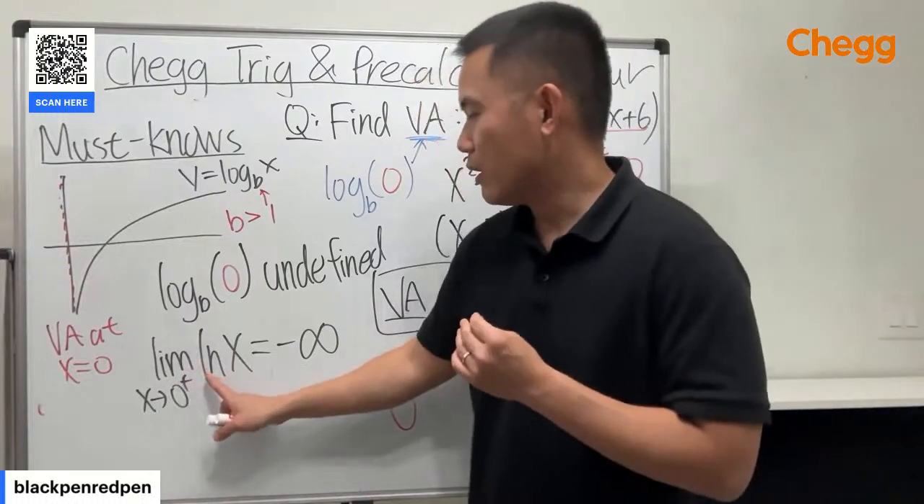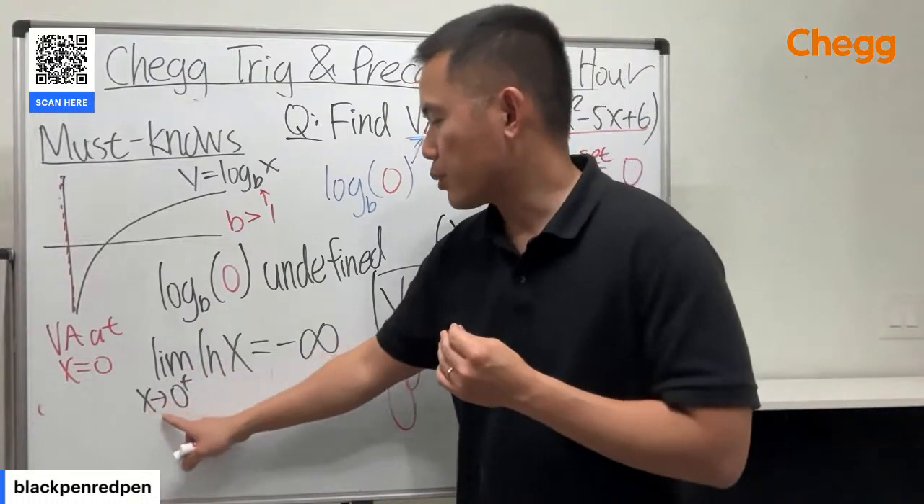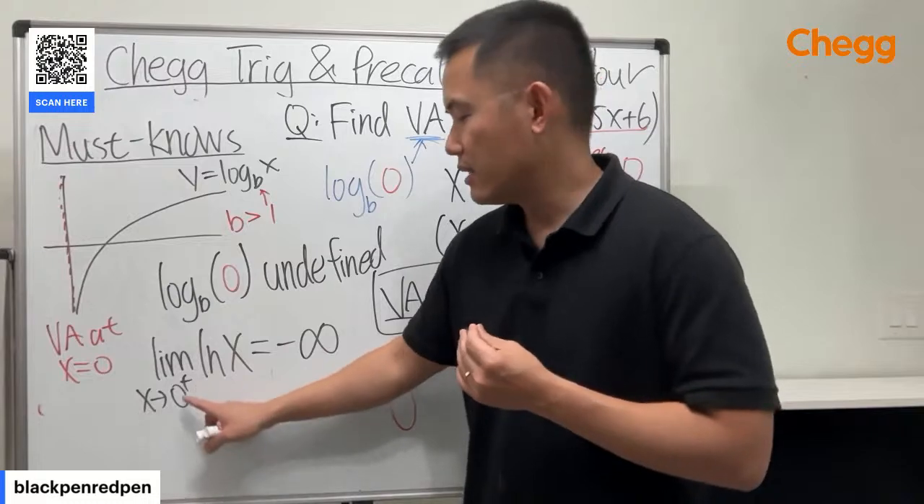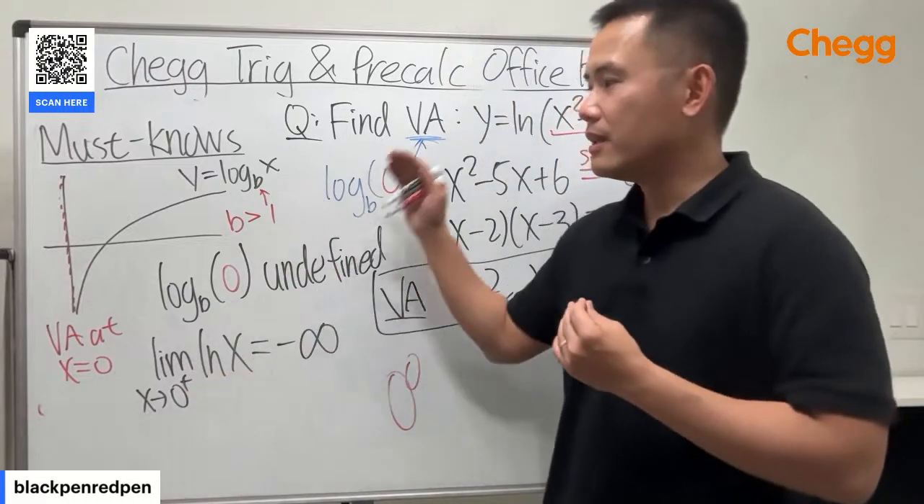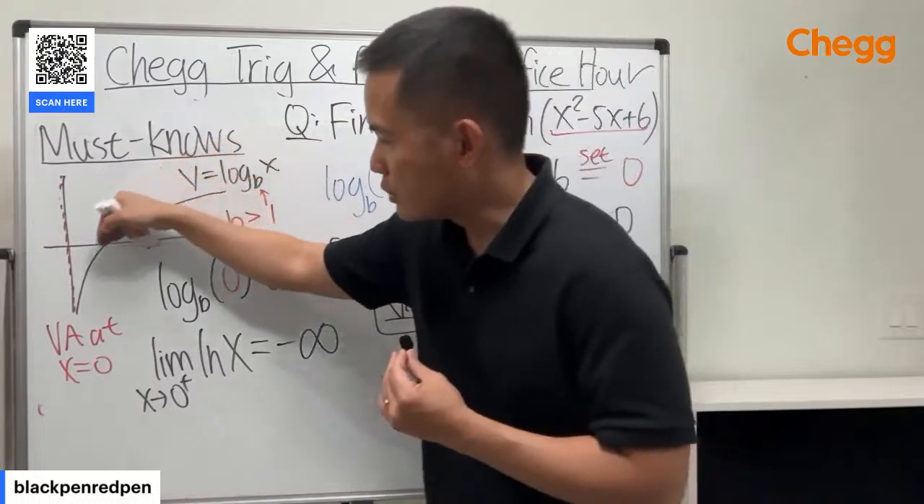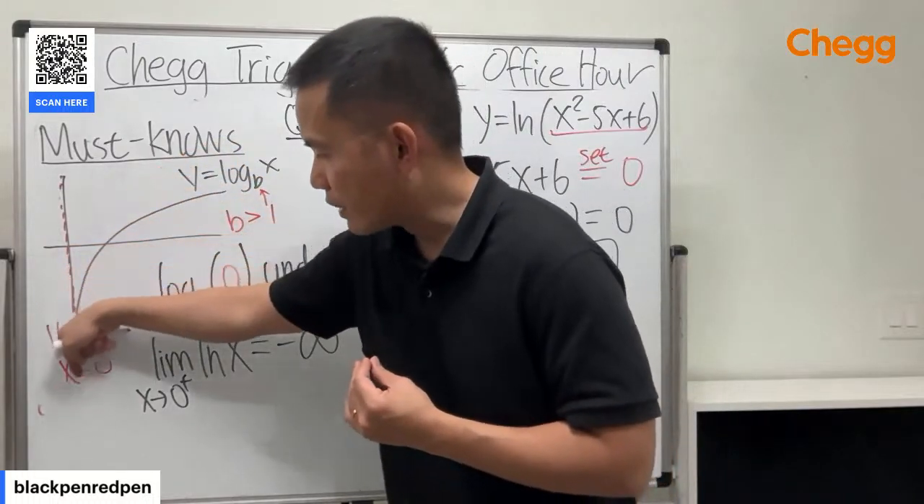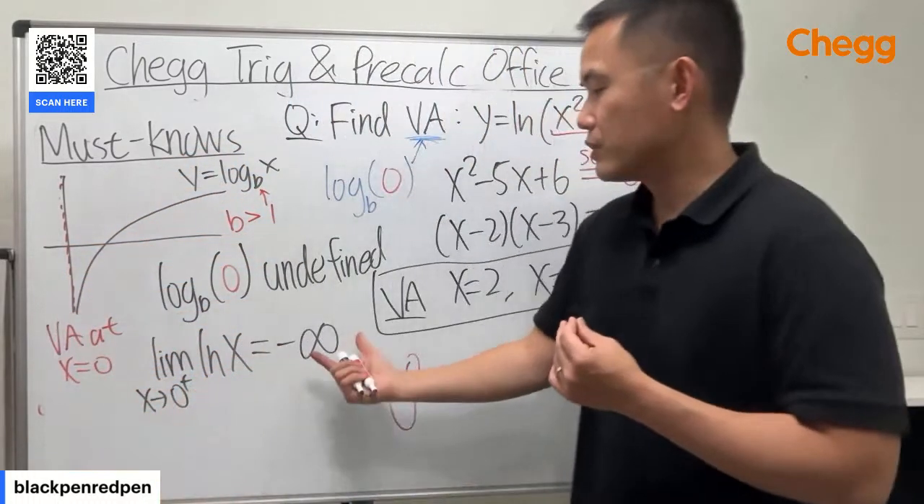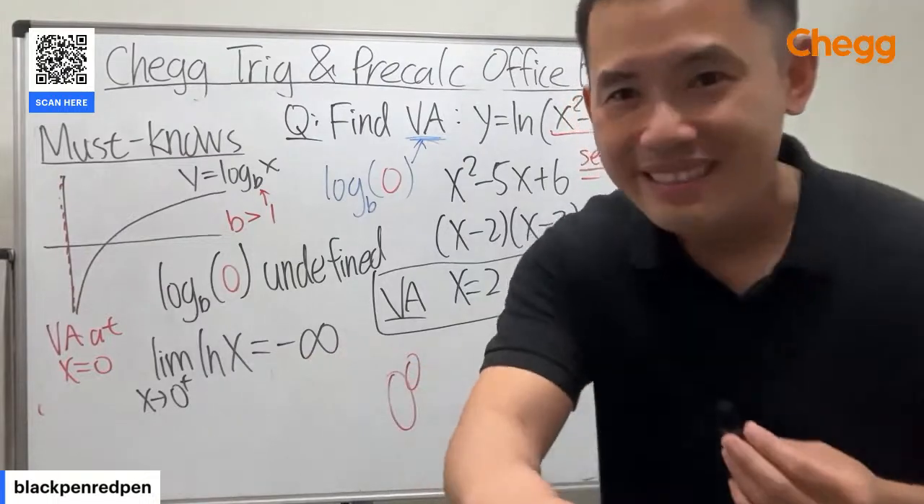What's the behavior of ln x as x approaches 0 from the right-hand side? The plus means the positive direction. So positive, and we're approaching 0, and you can see the behavior of the function. It goes straight down. So we have negative infinity.